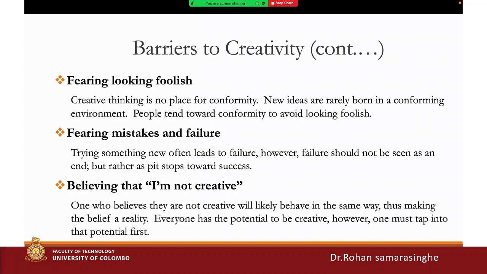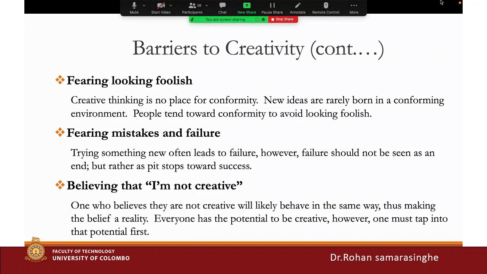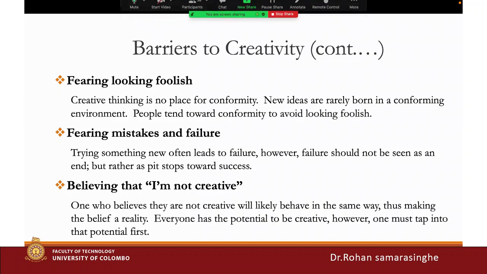When you make a mistake, it will lead to your success. So don't think of a mistake or failure as anything but a step toward your next success. Trying something new often leads to failure. However, failure should not be seen as an end, but rather as a pit stop towards success. When you fail at something, you will learn more, and you will not make such mistakes later in your new ideas.